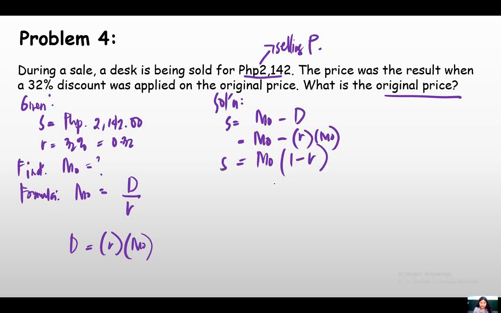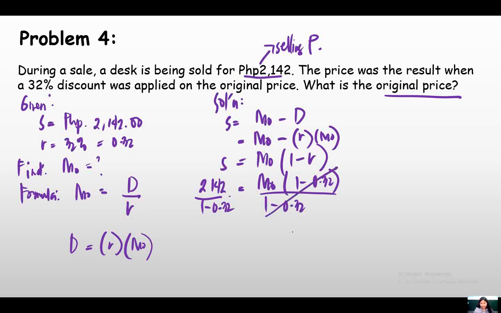Then now, let's get the value for the selling price. Because we already have the value for the selling price, class, we can get now the cost price, which is 2,142 pesos. Our rate is 0.32. Okay, then let's multiply both sides by 1 minus 0.32, or class, you can simply divide both sides. But still you can use this process, class.